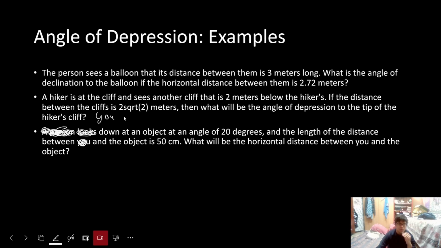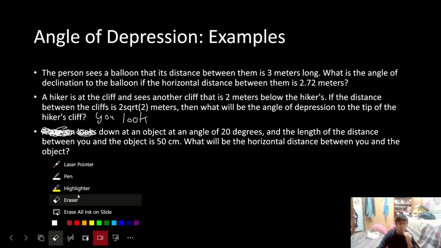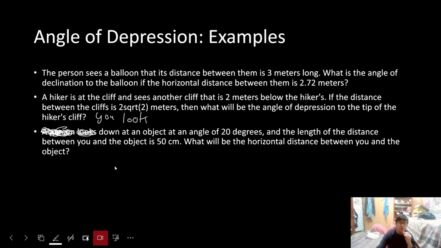You look down at an object at an angle of 20 degrees, and the length of the distance between you and the object is 50 centimeters. What will be the horizontal distance between you and the object?